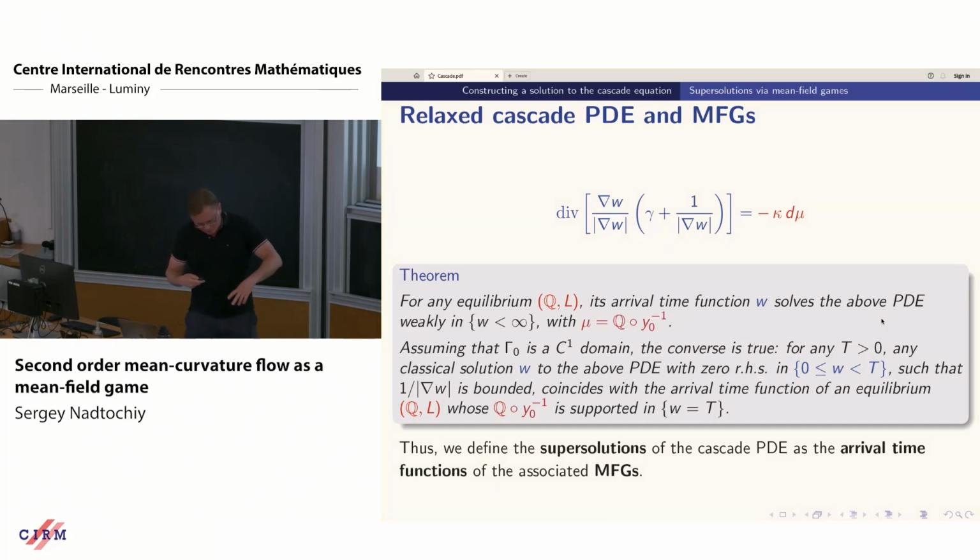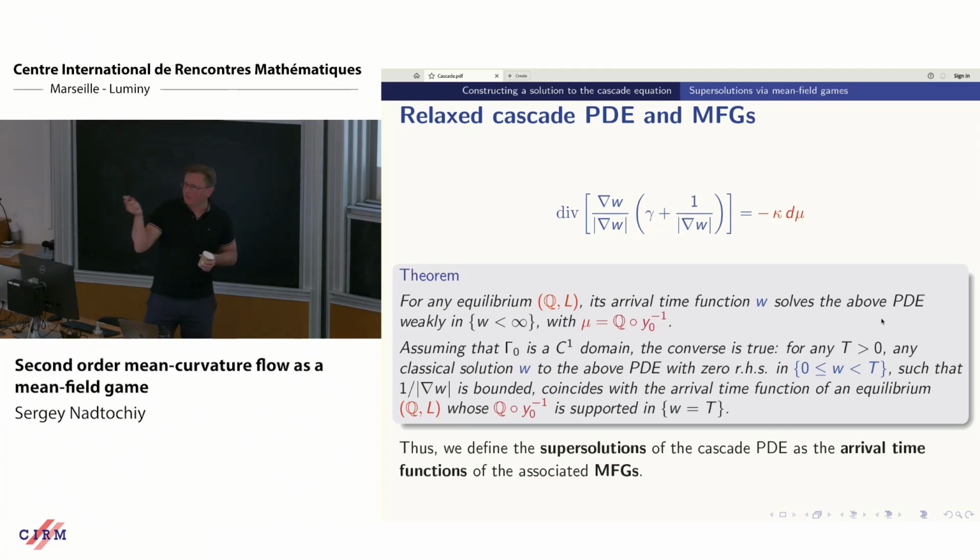The converse is also true, but you need a bit of smoothness. If you have a classical solution and your initial domain is smooth enough, then usually you cannot expect to have a global solution, but if you have a local classical solution, then locally in this sublevel set, it corresponds to the arrival time function of some equilibrium. So you can go back and forth.